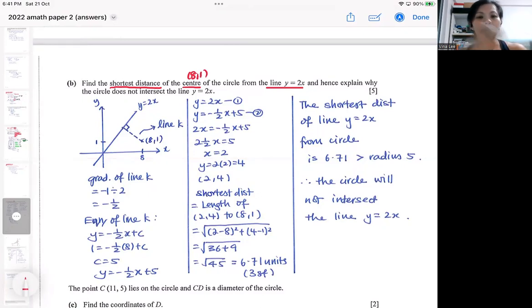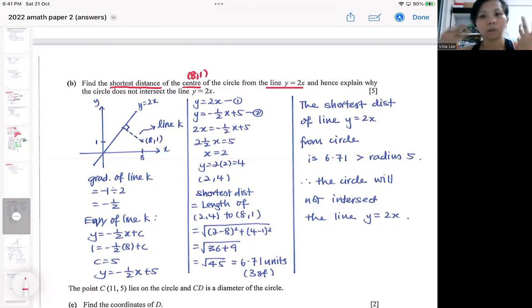Okay, so actually, when you want to decide whether a circle intersects a line or not, you can also do a simultaneous equation. So you can try doing a simultaneous y equal to 2x with the circle. And then if you can't get any solution, that means the circle and the straight line don't intersect. However, they specifically want the shortest distance. So you need to relate shortest distance to a perpendicular distance first.